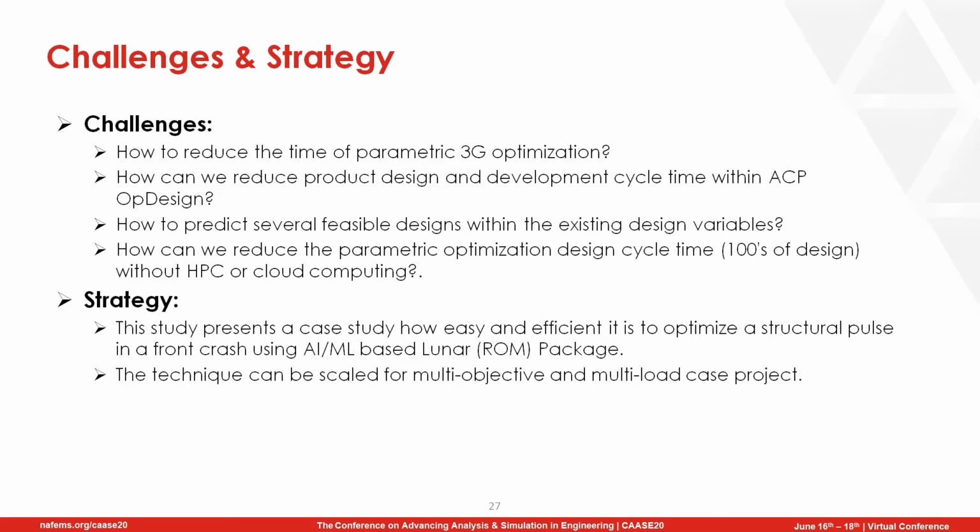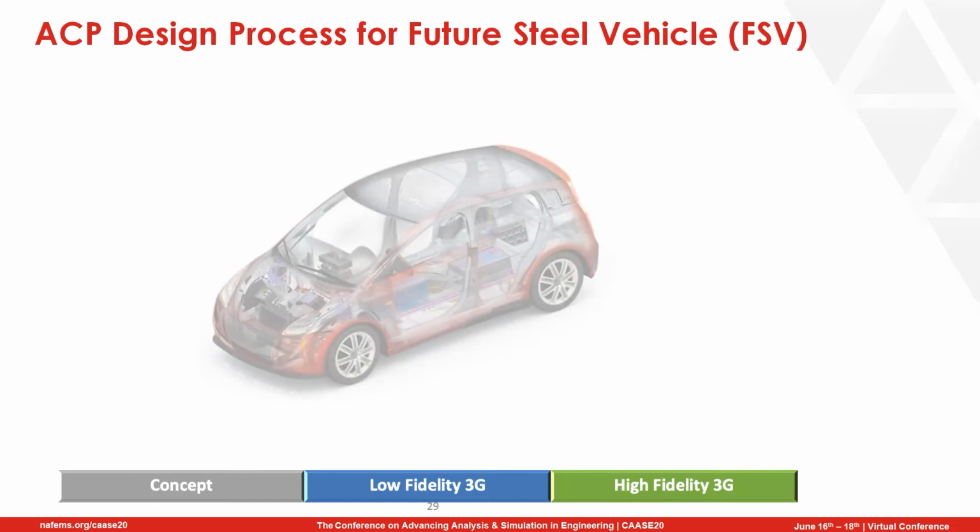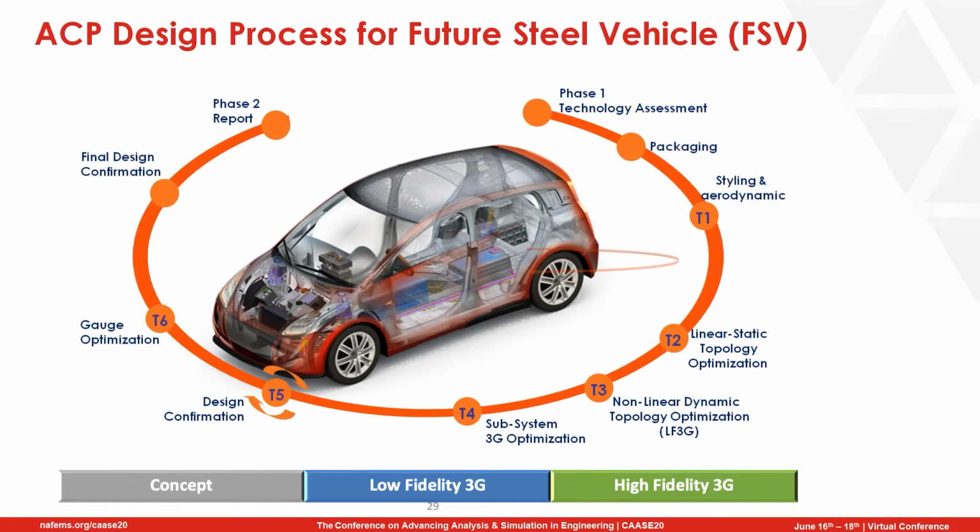To answer these challenges, we came up with a strategy: if we show how we can use AI ML within the Lunar package and its effectiveness in reducing the time, we can easily scale this one case up into several cases and multidisciplinary optimization cases. Therefore, this could definitely be an effective solution. The case study for this project is working on the future steel vehicle, and we're going to show how effectively we can apply this technology for frontal crash.